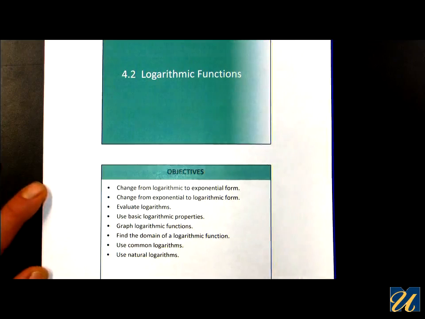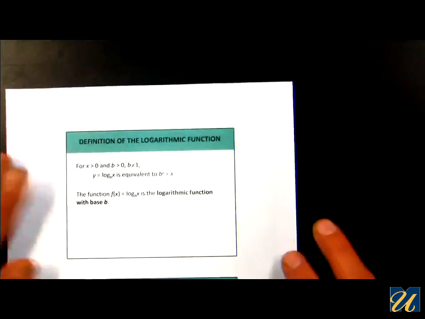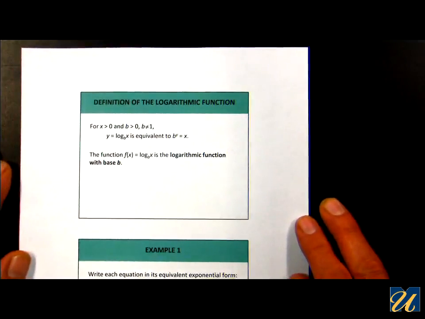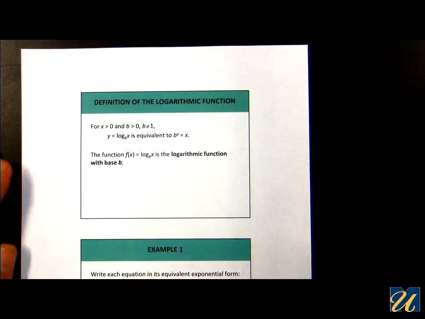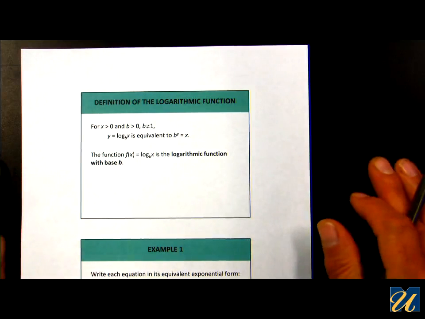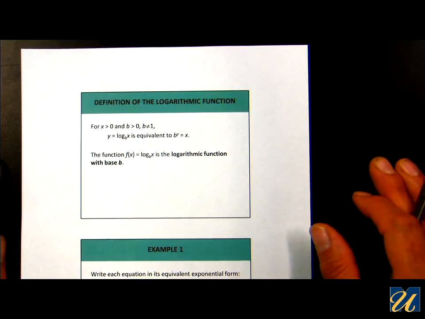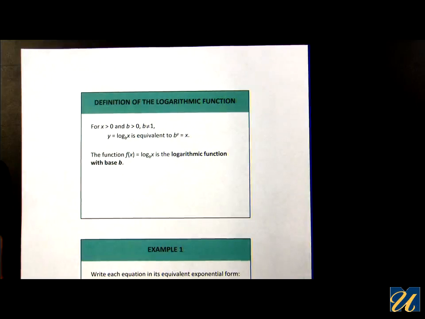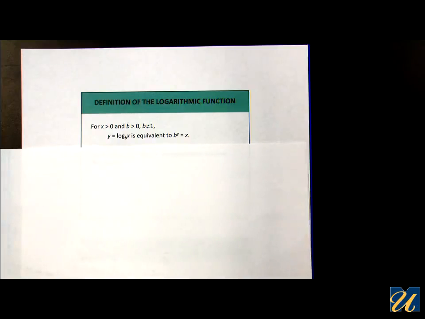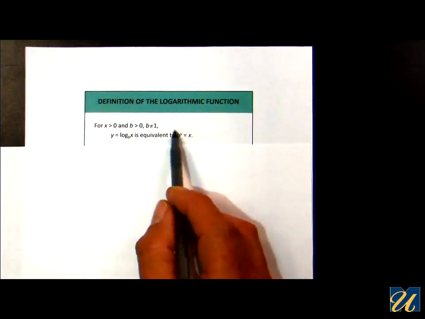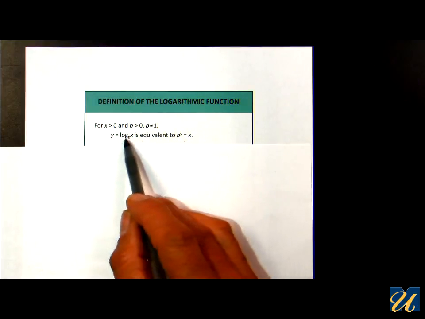Let's take a look at how they are defined. Definition of a logarithmic function. For x greater than 0 and b greater than 0 and b not 1, y equals log base b of x is equivalent to the expression b to the y equals x. Okay, that's a mouthful right there. Now take a look at this. We have a relationship. We know this is our exponential function. This is an alternate way to write the exponential function.